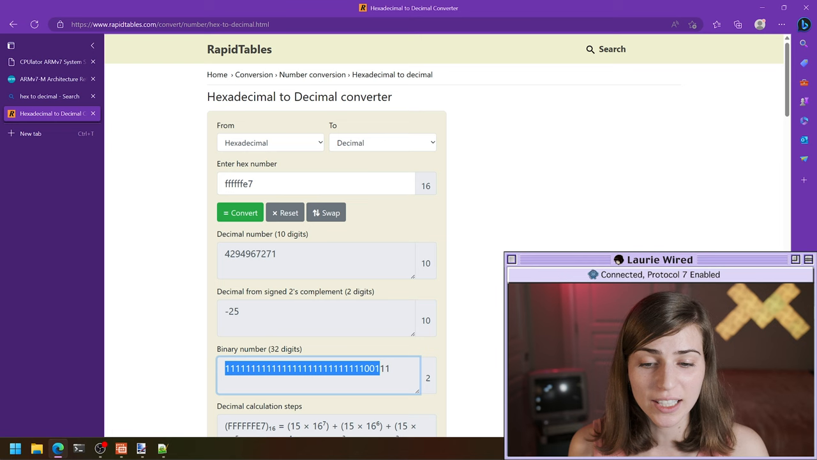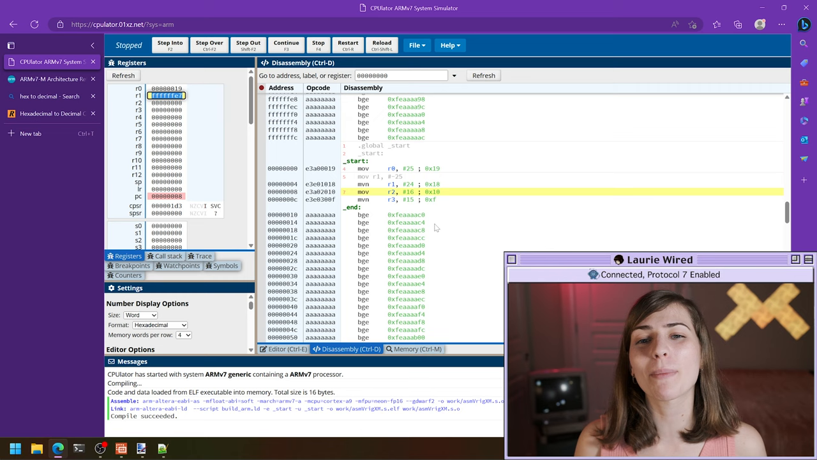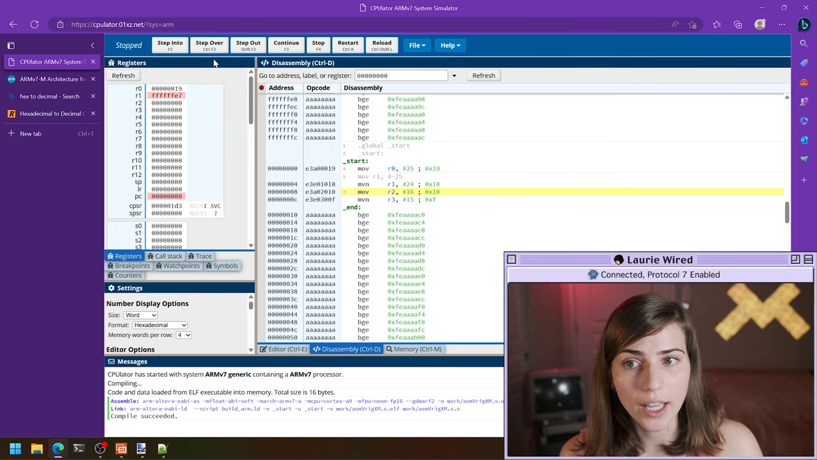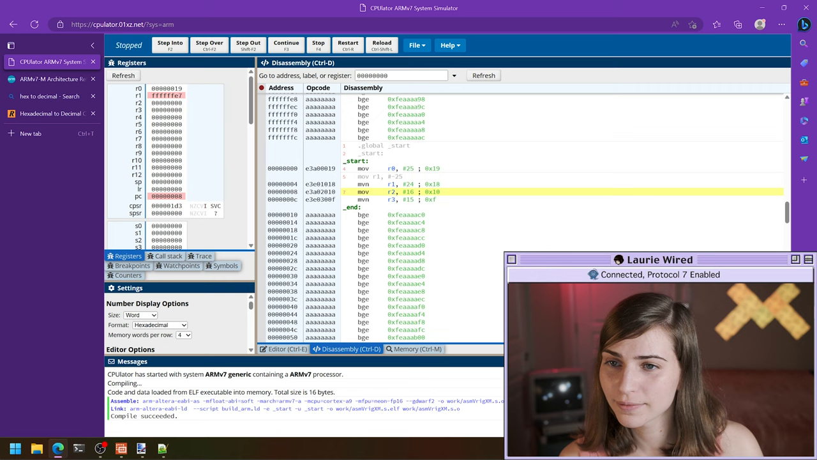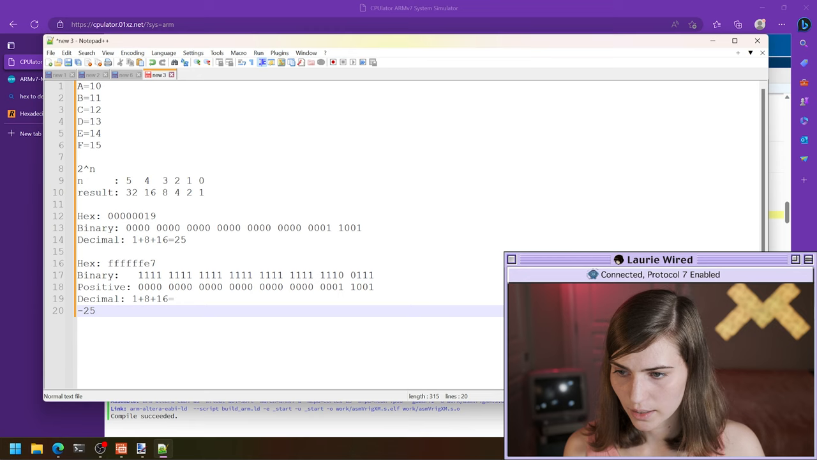Let's go back now to our CPULator so we can look at one more example of these different conversions and how we can do them by hand. So we had our decimal number 16 and negative 16 right here. Let's let this go through and change our register values, and then we'll go ahead and convert those by hand in the same way. I'm going to step over one more time. And these are going to be our new numbers right here. So I'm going to copy this. And let's get rid of our previous ones.